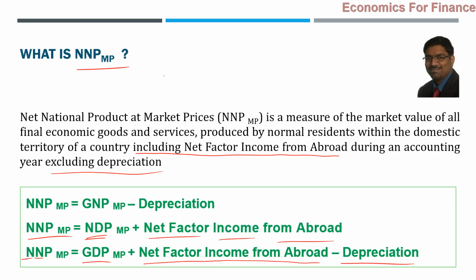Simple. Same way, if you already have gross national product and you want net national product, only one thing needs to be converted, G to N. Which means, what is the difference between gross and net? Depreciation. So GNP minus depreciation will give you that.